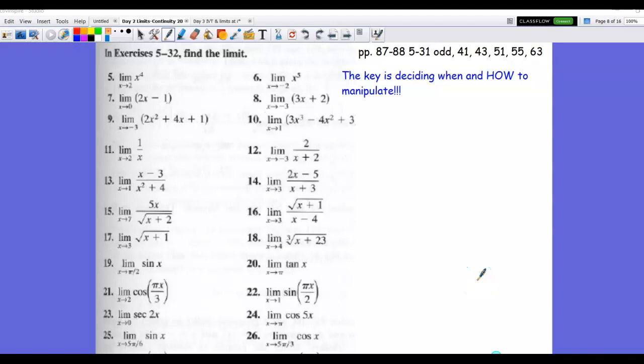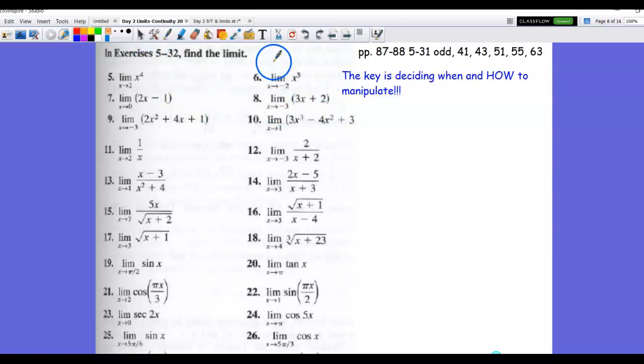This is homework workouts for pages 87 to 88 on limits. So I'm going to work through the problems so you can check your work and hopefully get any questions that you might have answered. So let's just jump right in. I'm looking at 5 through 31 odd.